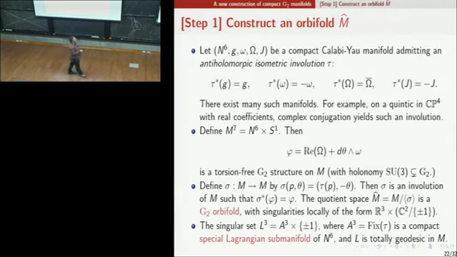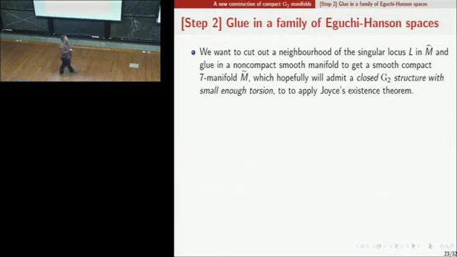So what we want to do is, from this orbifold, somehow remove the bad part and glue in something nice and smooth and get a new compact smooth G2 manifold. We want to cut out a neighborhood of the singular locus and glue in something non-compact and smooth to get something smooth and compact, and hopefully we'll have a closed G2 structure with small enough torsion so we can just invoke Dominic's theorem, like all these constructions do.